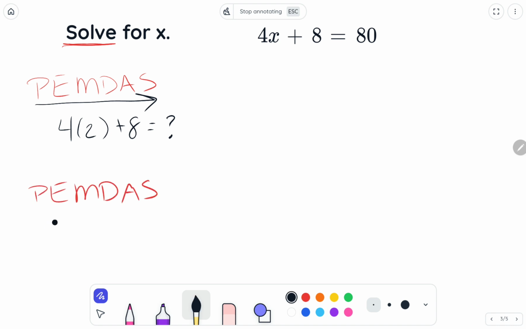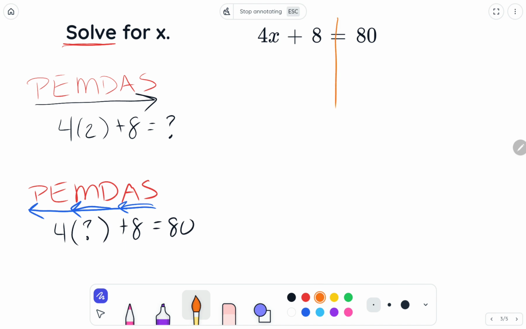But in this case, we are given 4 times some number plus 8 equals 80. Okay, so now our question mark is in our expression. So in those instances, you want to do PEMDAS in reverse. So you want to undo your addition and subtraction first. Then you want to undo your multiplication and division second. So here, if we take a look at this example, always remember that we have to keep our equations balanced. So again, we want to undo our addition and subtraction first when we are solving for a variable, when our question mark is in our problem, okay?